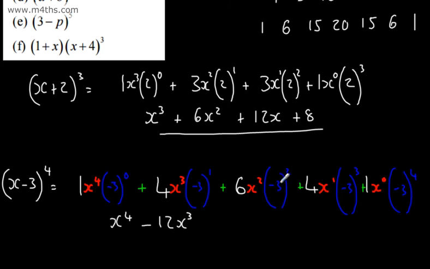Negative 3 squared is positive 9. 9 times by 6 is going to give us 54. So we have 54x squared. Negative 3 cubed is negative 27. So negative 27 times by 4 is going to give us negative 108. So 27 times by 4, that's going to be negative 108, and that is x to the power of 1. And then finally, this is just going to give us now negative 3 to the power of 4, which is positive 81, and then we have x to the 0 and 1, so that's just 81.